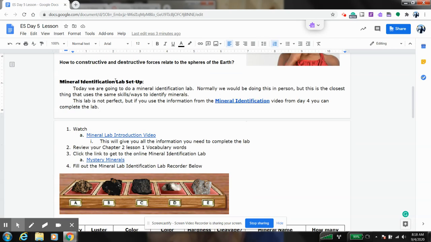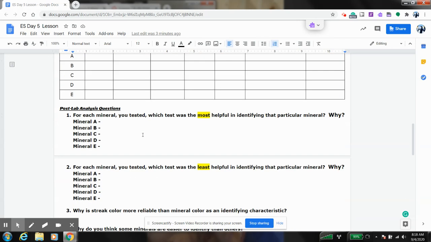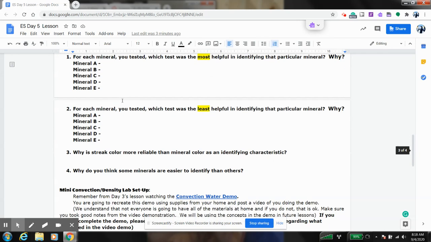Then, your mineral identification lab setup. What I want you to do is read these directions, and I want you to click this link right here. This link right here is me going through what you're doing in the lab. So I don't need to go through it in the preview, but this is going to be really important. All right. So you're going to complete the mineral identification lab.